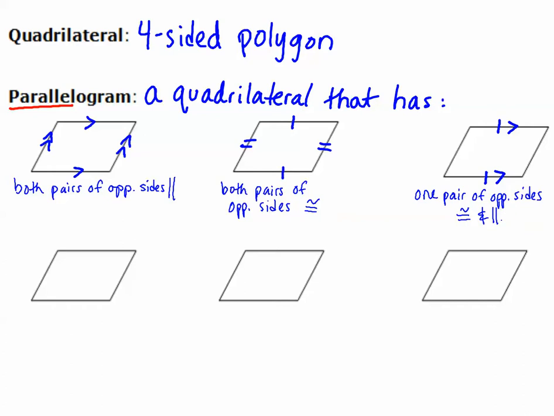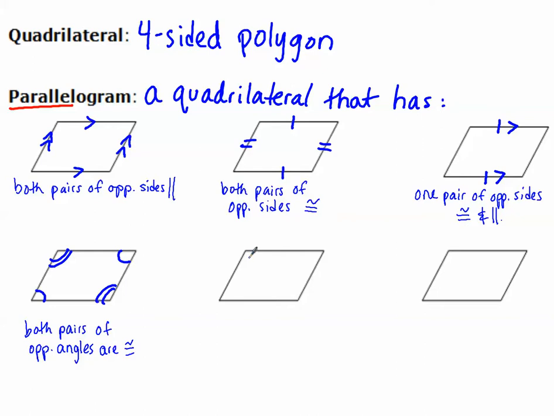Then we move to the angles. The opposite angles are congruent. So we say both pairs of opposite angles are congruent.